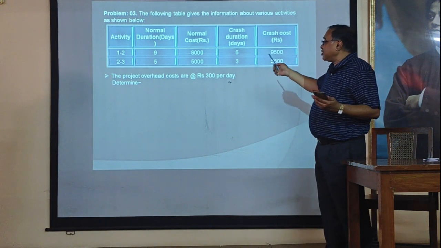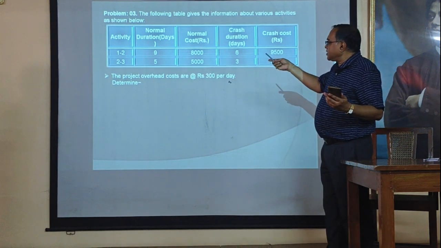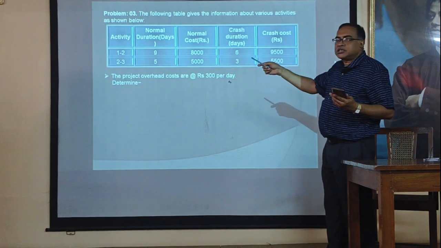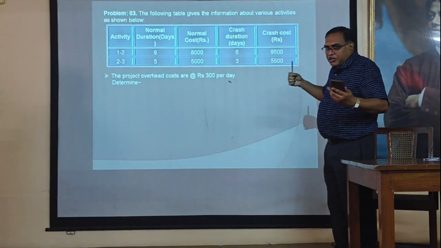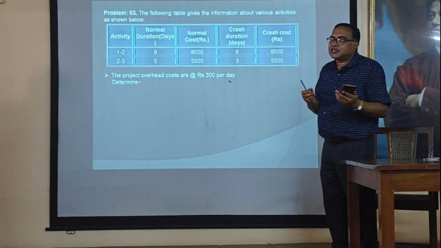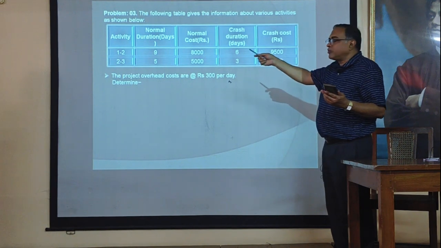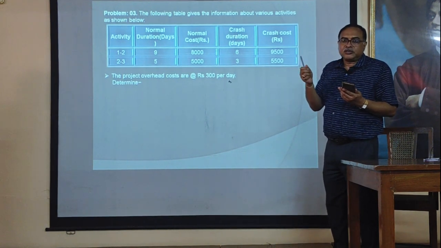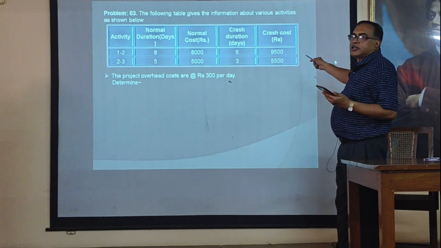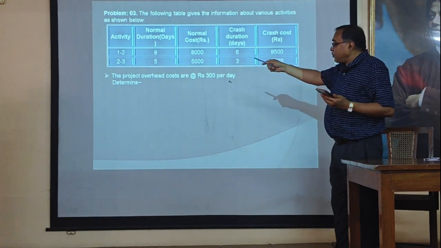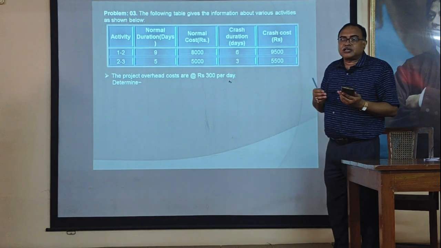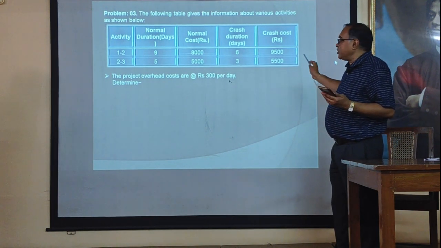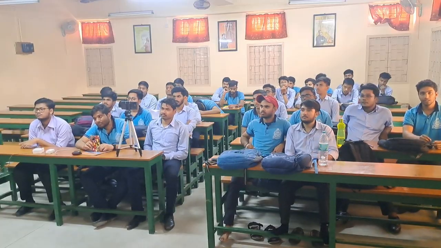And normal cost: for our 9 days, normal cost is 9,000 for the first activity, and 5,000 for the second activity. Clear? If we use additional resources, then we can crash our duration from 9 days to 6 days. So our cost will go upward, and the crash cost may be 9,500. Okay, and for the 5 days work we can use additional resources and complete our work in 3 days, and crash cost may be 5,500. Pakka. It is clear to all. Question is clear for everybody.